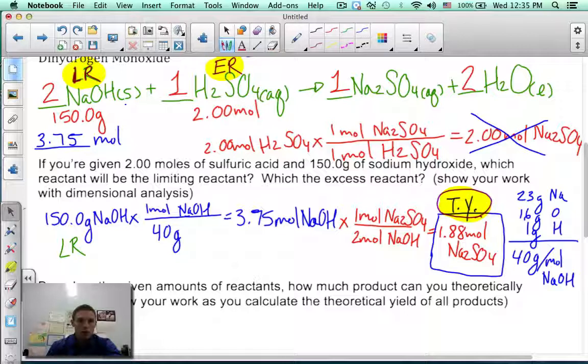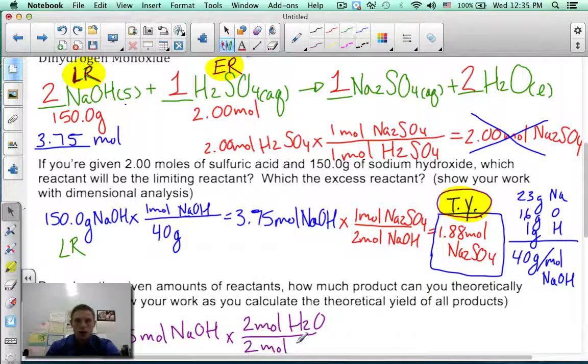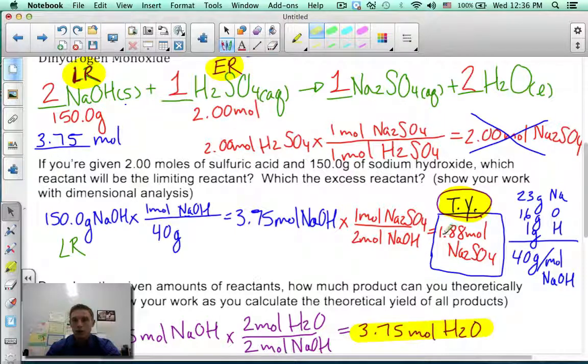Right? So I'll just put, my apologies, I have 3.75 moles of my limiting reactant, my sodium hydroxide. And I convert that into 2 moles of water for every 2 moles of sodium hydroxide. I can do this math in my head. 3.75 times 2 divided by 2 is just 3.75 moles of water. This is also my theoretical yield. So this one and this one are my theoretical yields.